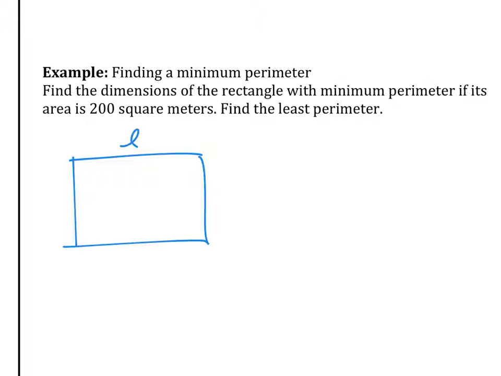Let's say this is length, this is width. You want to find a dimension. Okay, so you want to find length and width with minimum perimeter. Okay, so you want to add up all the sides, and then that number needs to be as small as possible. But the area is 200. All right, so let's write that down. 200 is length times width. You want the perimeter to be as small as possible. What is the perimeter?